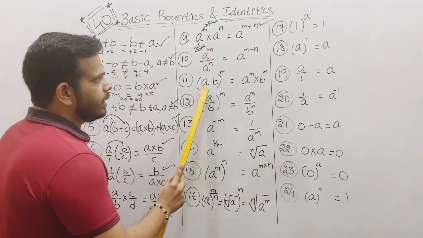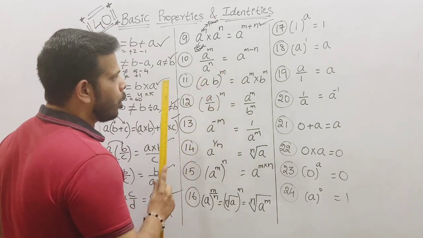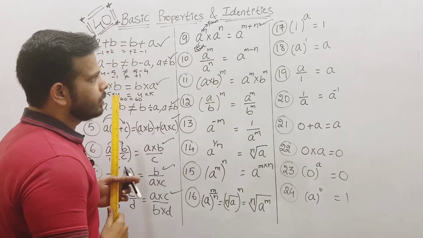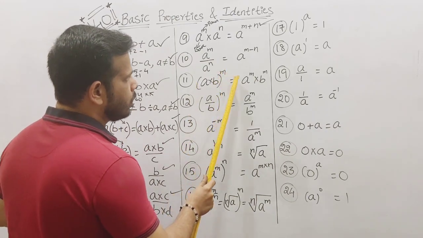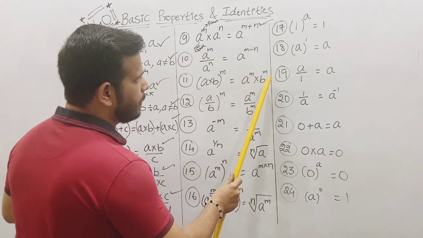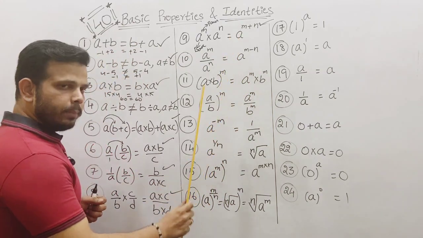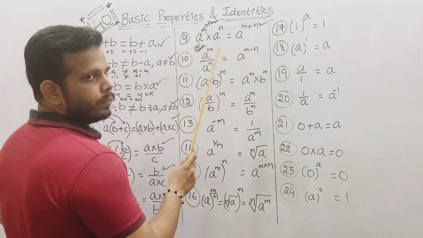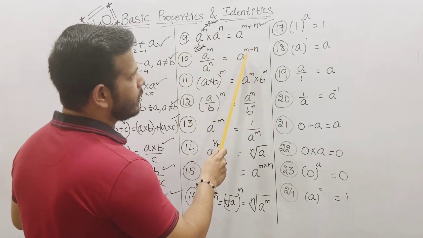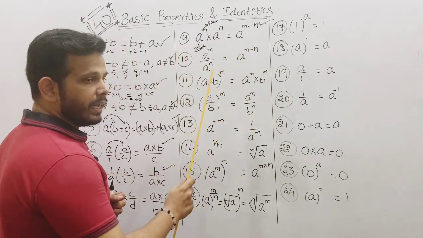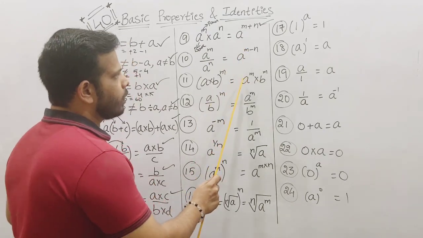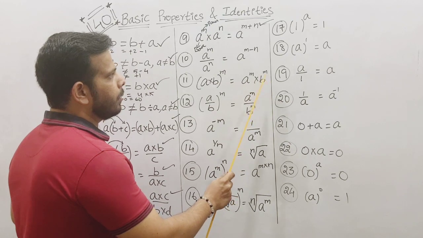Next, (ab) whole power m. The operation between a and b is multiplication, a into b. So (a into b) whole power m is equal to a power m into b power m. In almost all the properties of exponents, vice versa is also applicable. If they give a power m minus n, you can write a power m by a power n. Likewise, a power m into b power m.